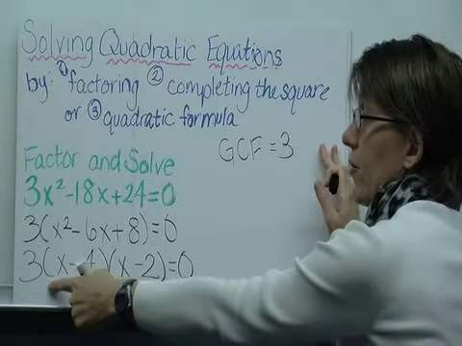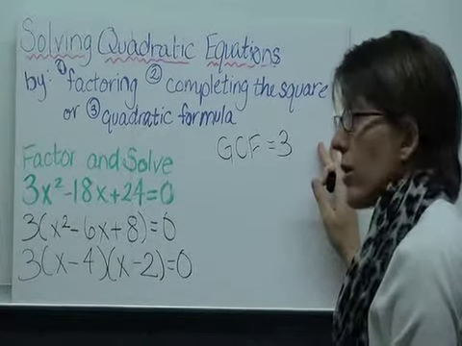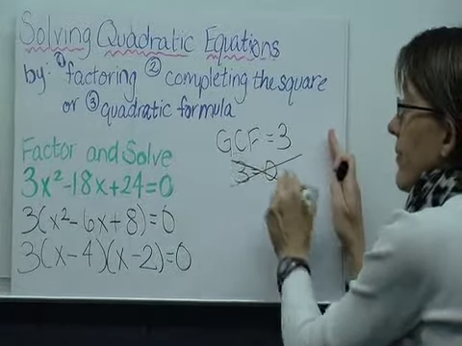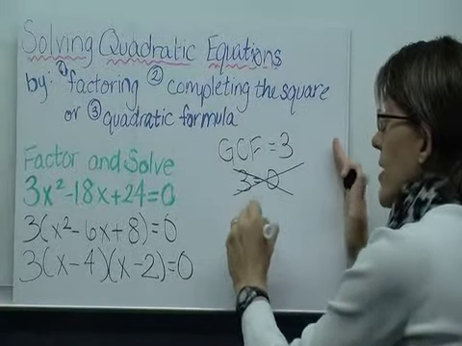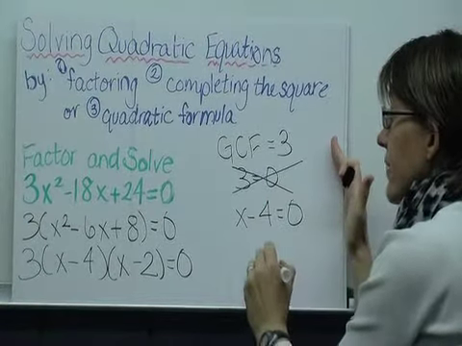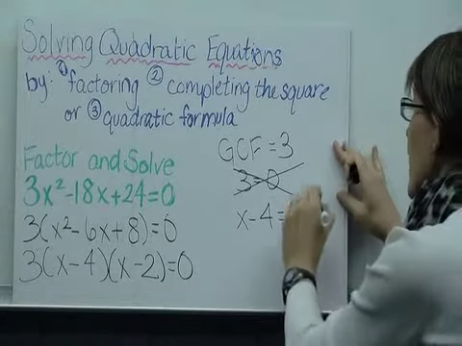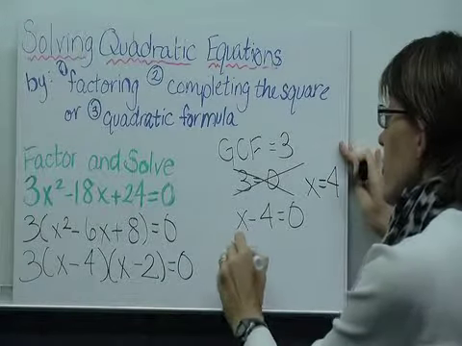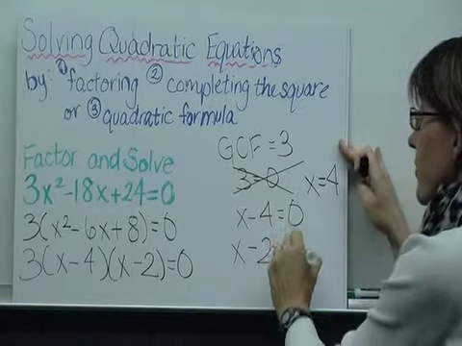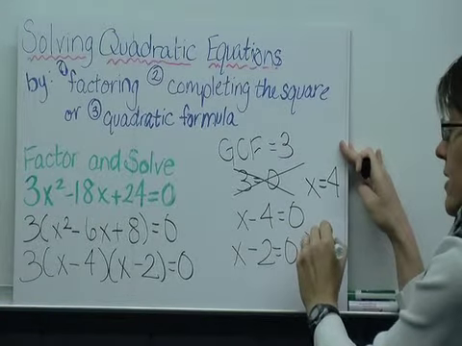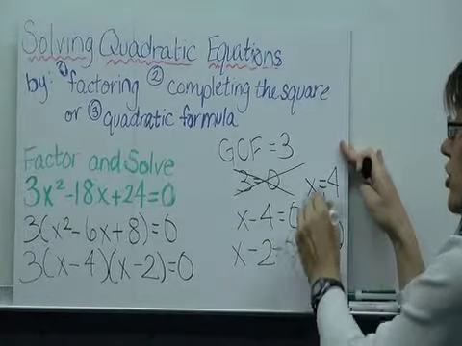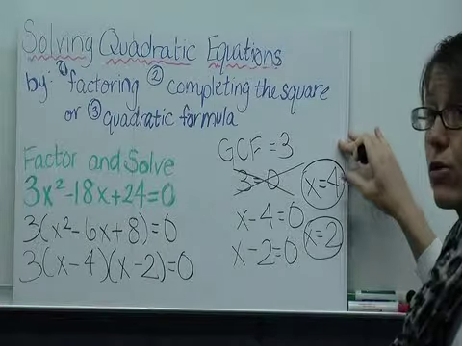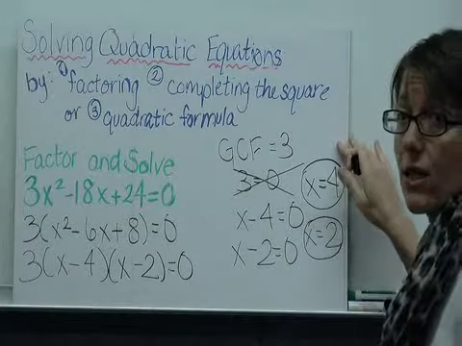So now I can write 3 shorter equations. First one, 3 equals 0. Okay, I know that's never true. The second, x minus 4 equals 0, gives me a solution when x equals 4. And the third one, x minus 2 equals 0, gives me a solution when x equals 2. So the 2 solutions to this quadratic equation are x equals 4 or x equals 2.